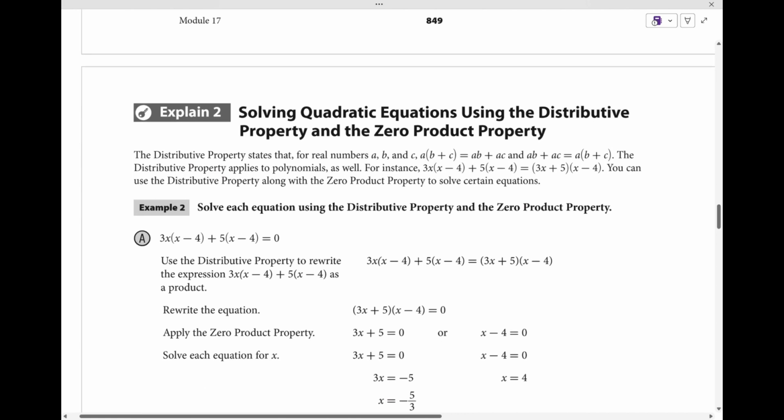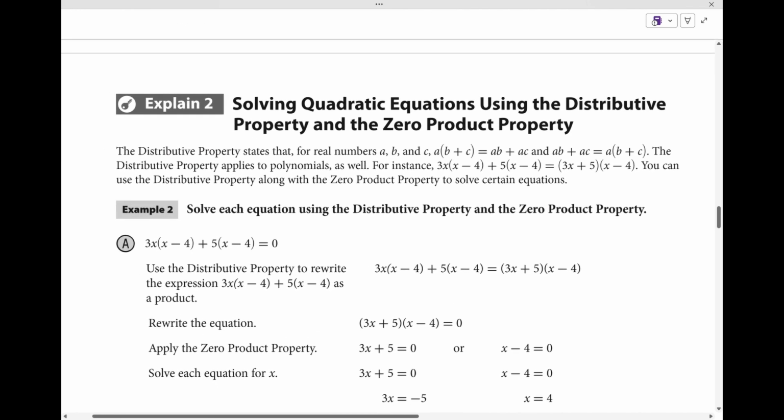The distributive property states that for real numbers, this property holds. Okay, so it's basically just saying if A is outside, it's going to distribute to both things. Also, the reverse process works. We can factor out this A on the outside. That's the reverse of distributing. It applies to polynomials as well.